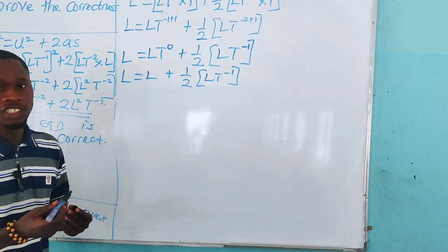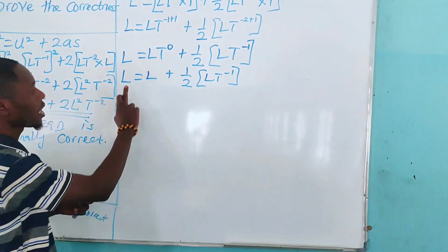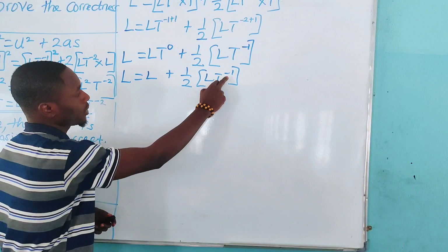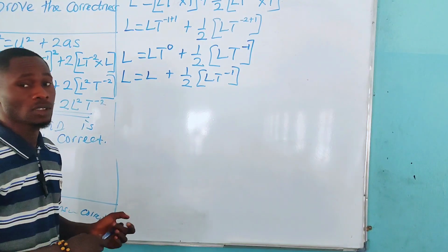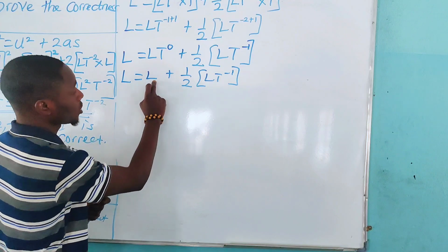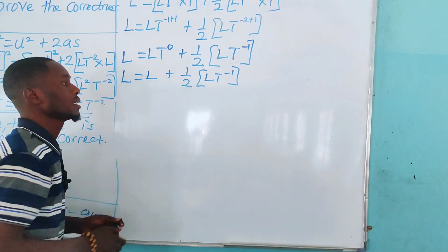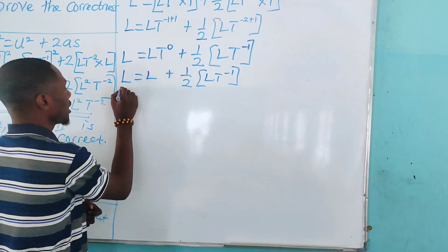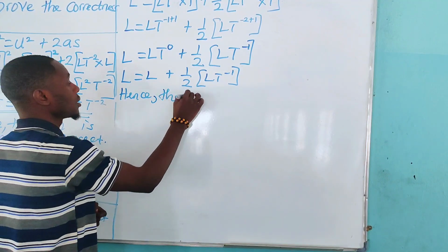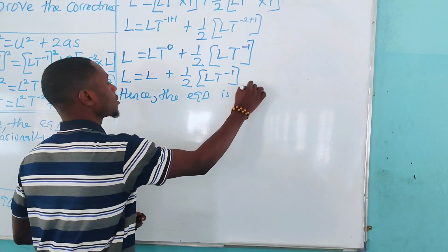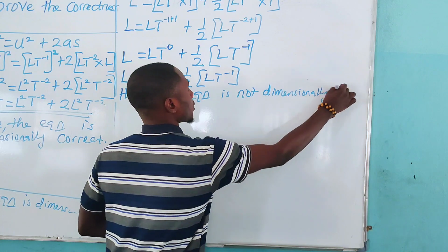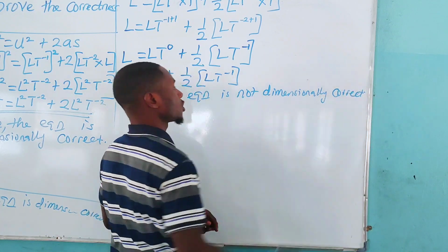All right, so let's check, is it dimensionally correct? Now we have L is equal to L plus 1 over 2 into LT power minus 1. So it is not dimensionally correct because there is T here, there's no T here, and there's also no T here. So the equation is not dimensionally correct. So you conclude by saying, hence, the equation is not dimensionally correct. So it is not correct.